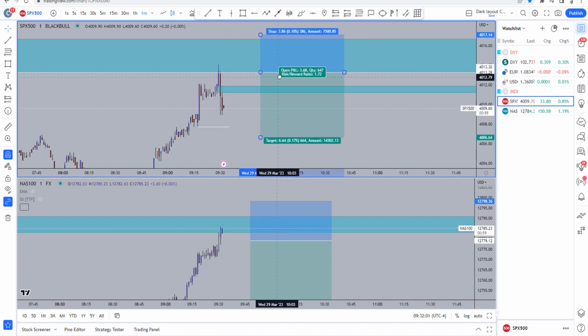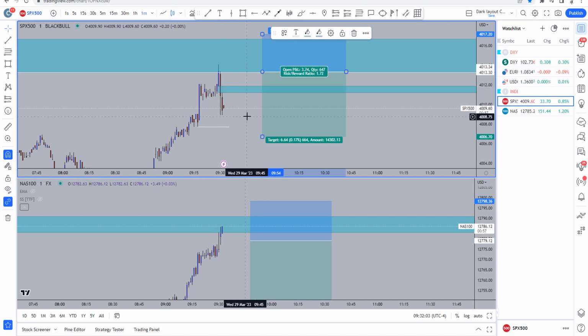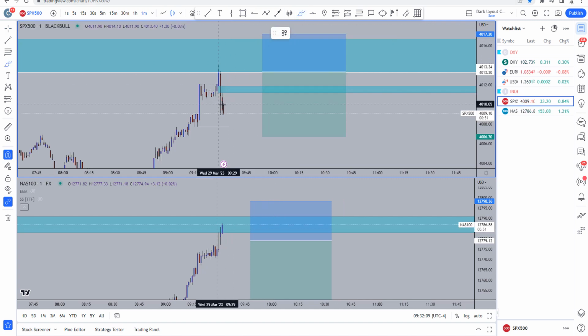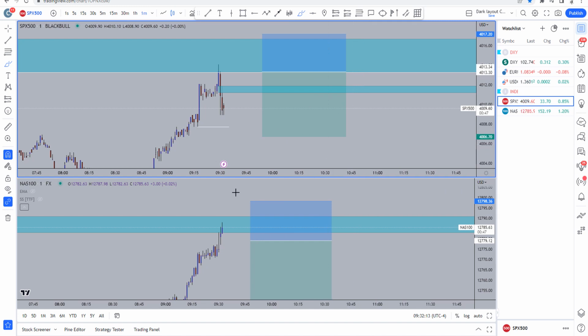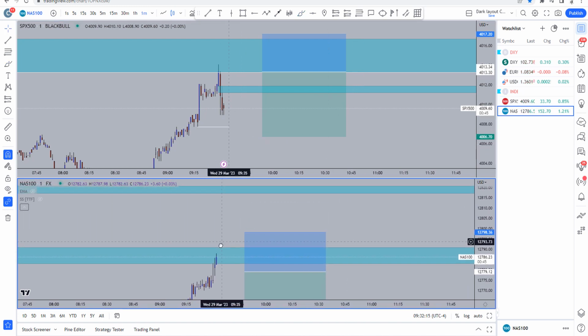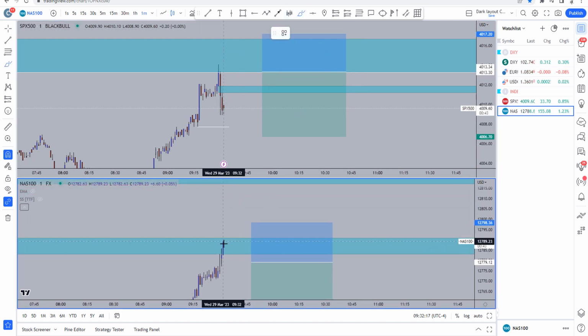We are not entering, of course. I just have my drawings in place just to tell myself the story. I still expect price to come even higher, break this area, and then do the movement. I can see it on NASDAQ as well. It is very possible that it is gonna go up here as we said. And it is very possible that we're gonna see our beautiful divergence as well.